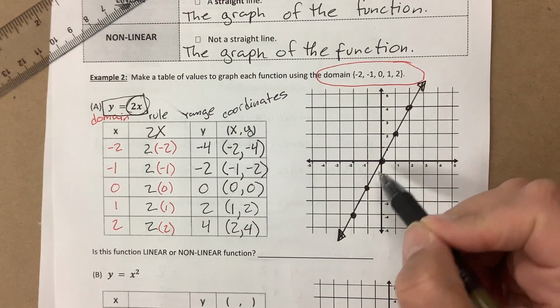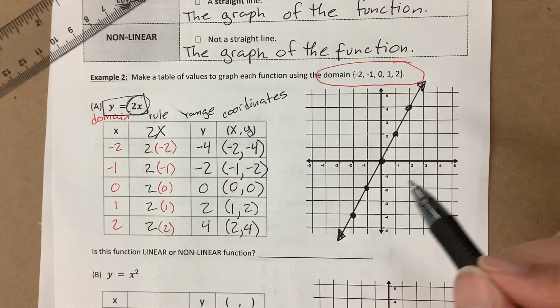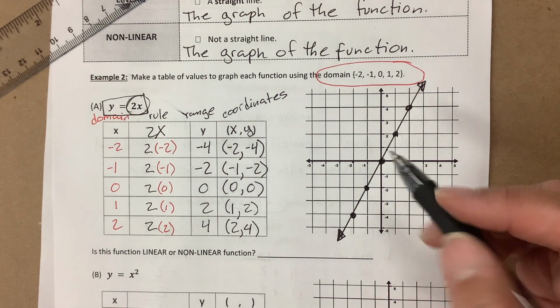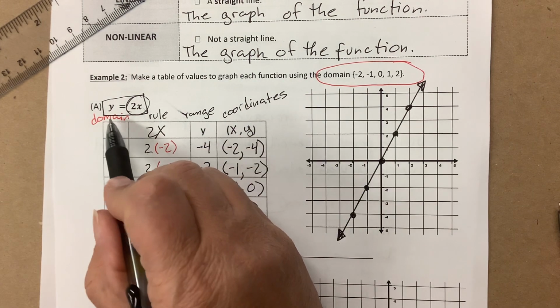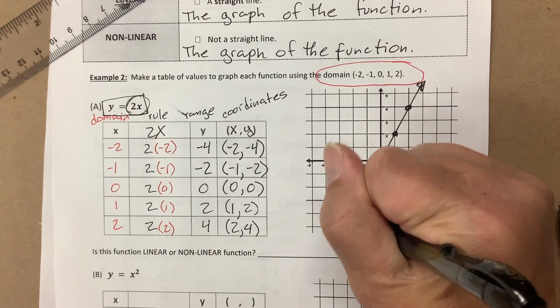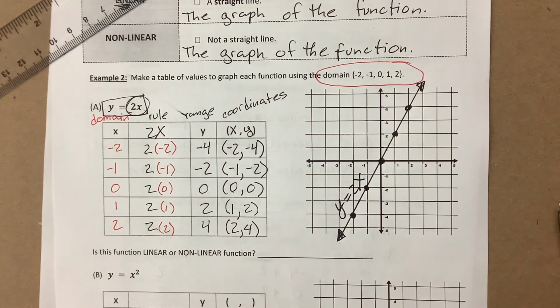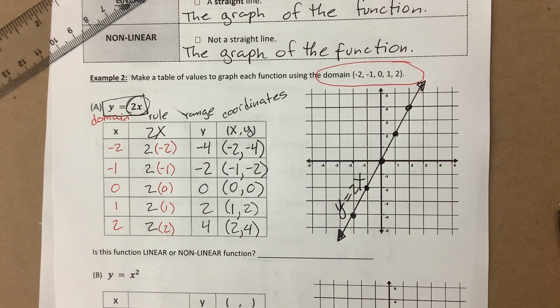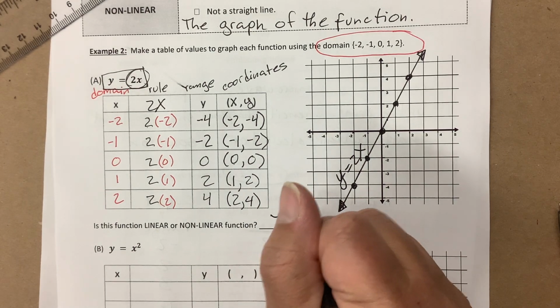So put arrows on the end and write the equation on the line, the original equation, y equals 2x. Now look at that. Does that look like a line to you? Yes, it does. That means that it is linear.